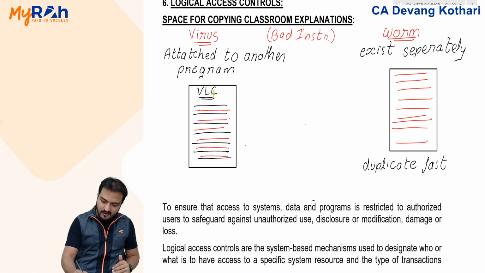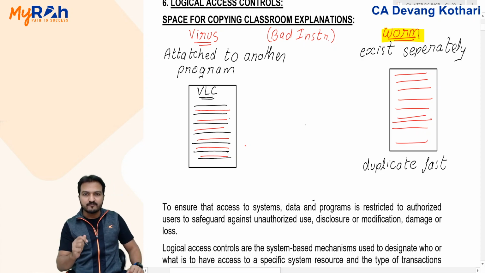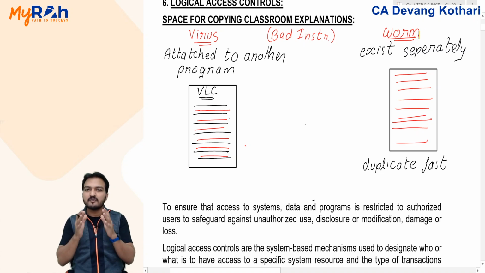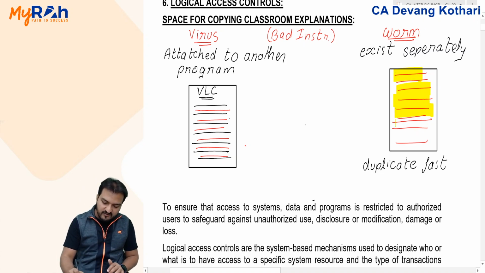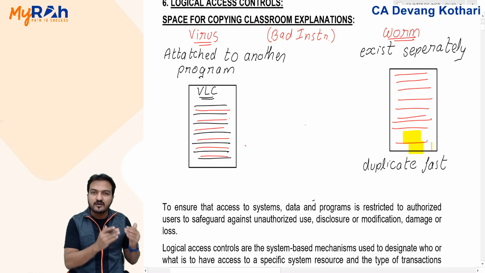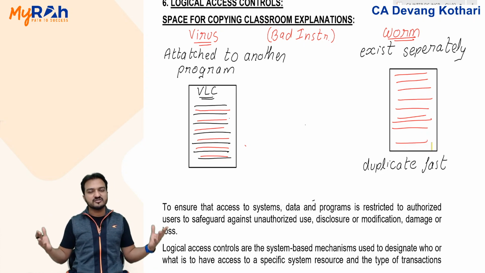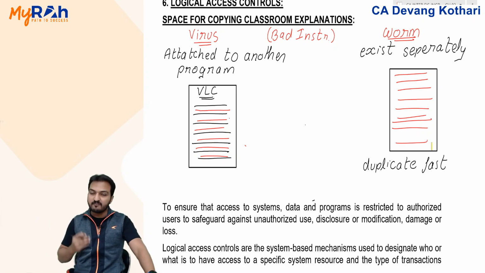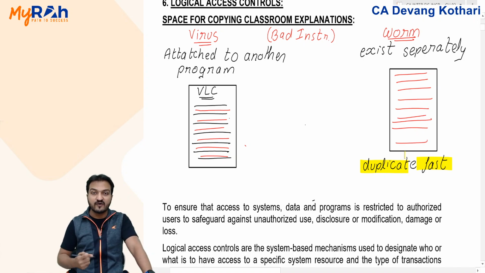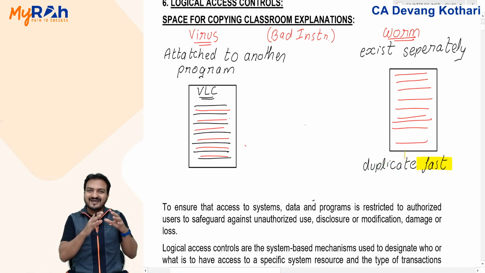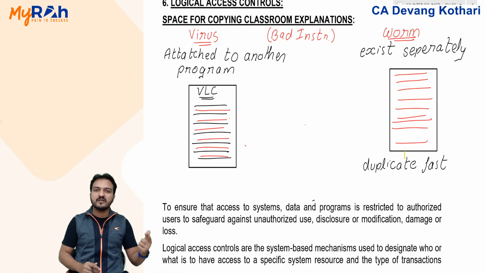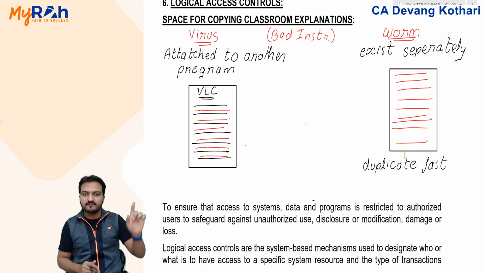While a worm had a speciality that a worm can exist separately. Worm is bad instructions, but it is like an entire program filled with bad instructions. It is not having its bad instructions put into another program. Rather, a worm is itself a separate bad instruction program. The main problem with a worm was that it can replicate very fast. It can spread very fast. Why? Because it does not need a host program. It just needs to replicate on its own. A virus can replicate only if it finds a target program, a host program.